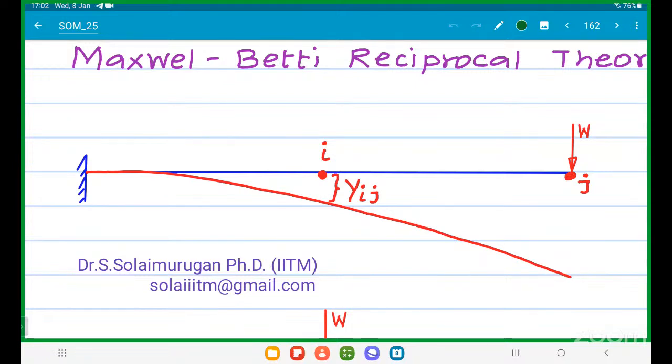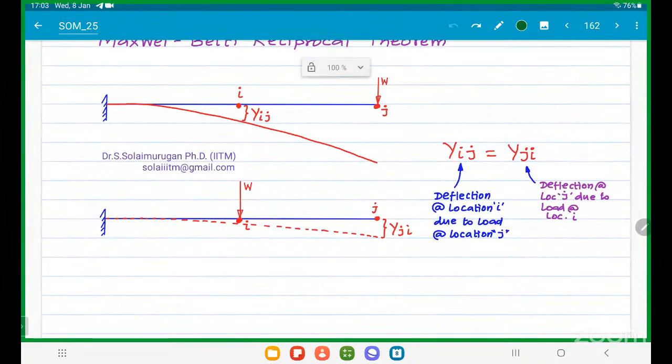What is the problem? I am marking two locations, I and J. I is at the middle, J is at the end. Now I am writing Yij equal to Yji. Only the suffixes are changed.